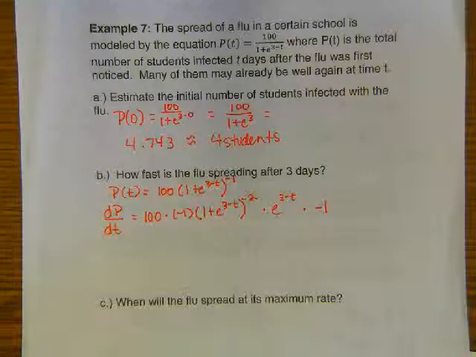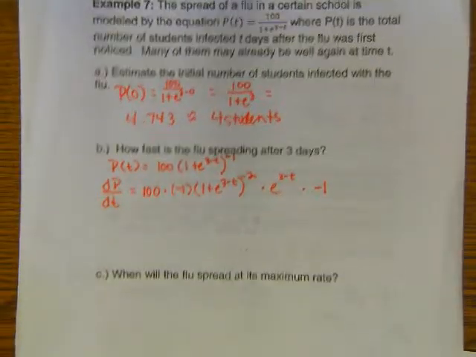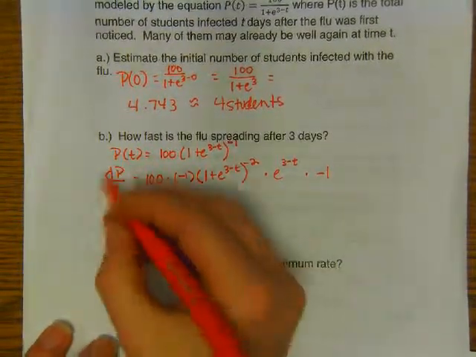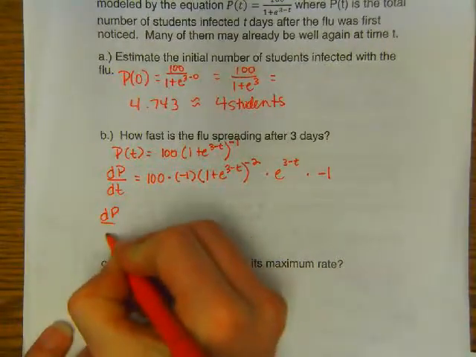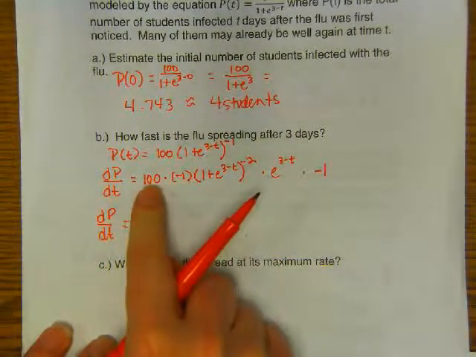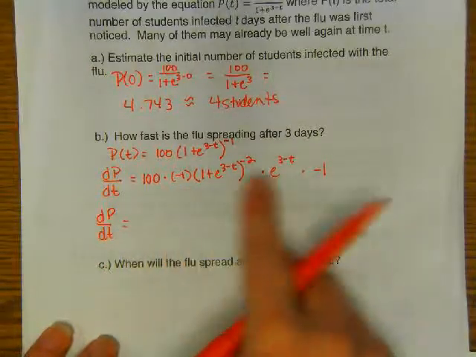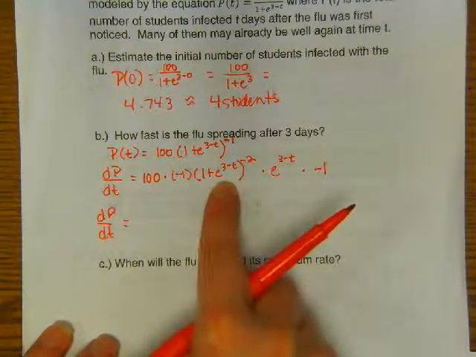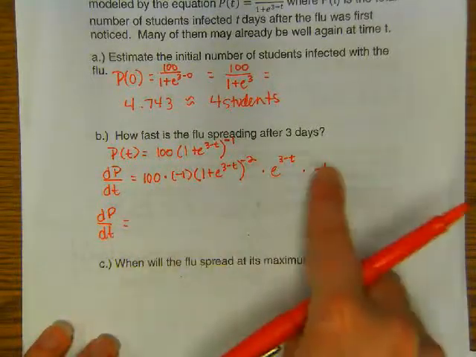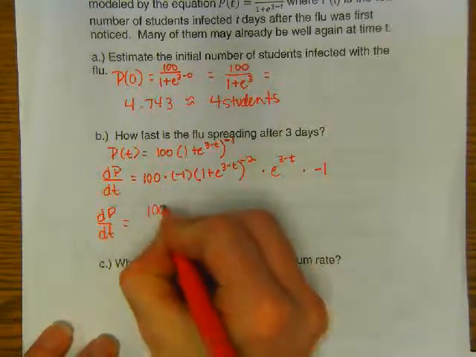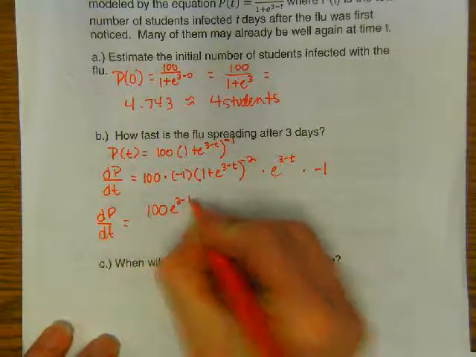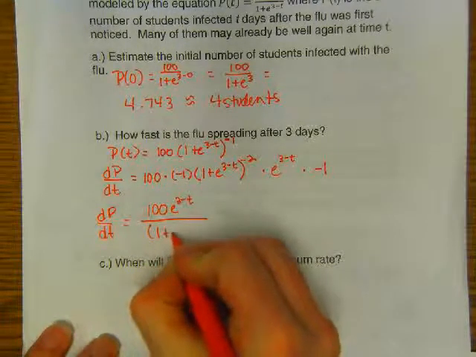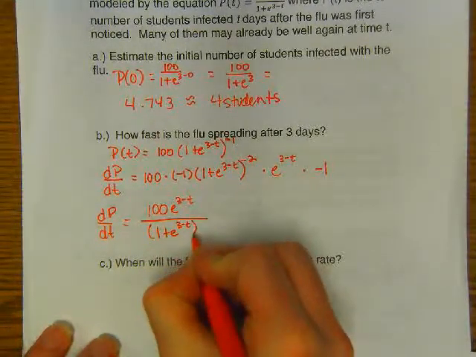All right, what goes on top, what goes on bottom, guys? This is good practice. This goes on top, this goes on top, this goes on top. Oh, cool. So that goes on the bottom, correct? All right, here we go. We have 100 times negative 1 times negative 1. That's easy. That's 100. e to the 3 minus t on top. On the bottom, I have 1 plus e to the 3 minus t, squared. All right, any questions on that?